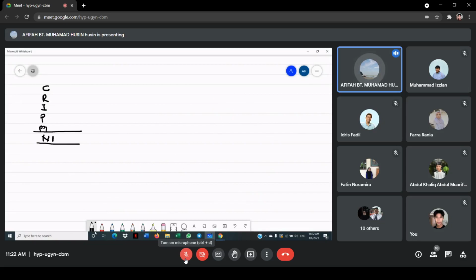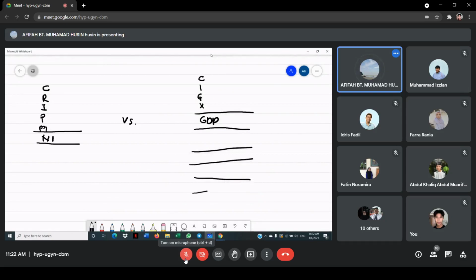Macam mana nak kira GDP? Kalau you still ingat expenditure method, C plus I plus G plus net export will give you GDP. And then you do the adjustment, you find certain thing here, you dapat NI. Ingat tak, kelas? This is GNP at market price, GNP at factor cost. Betul tak? You dapat NI.